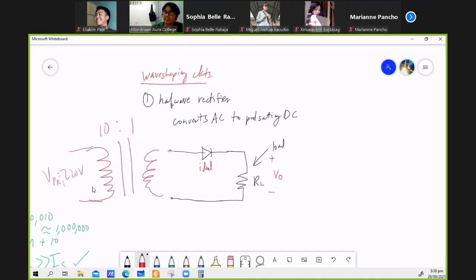So ano magiging secondary voltage natin? Kung 10:1 ang ratio, 10 parts nito, 1 part lang nito. So basically 220/10. So ang secondary voltage natin, RMS, is roughly around 22 volts. Kasi yan yung ratio natin, 10:1. So 10 parts sa primary, 1 part sa secondary. So kino-connect natin yan sa rectifier. Ang input mo dito is AC. Ang output mo dito sa secondary is also AC, pero mas mababa yung amplitude. But the question here is, ano ang peak voltage niya?